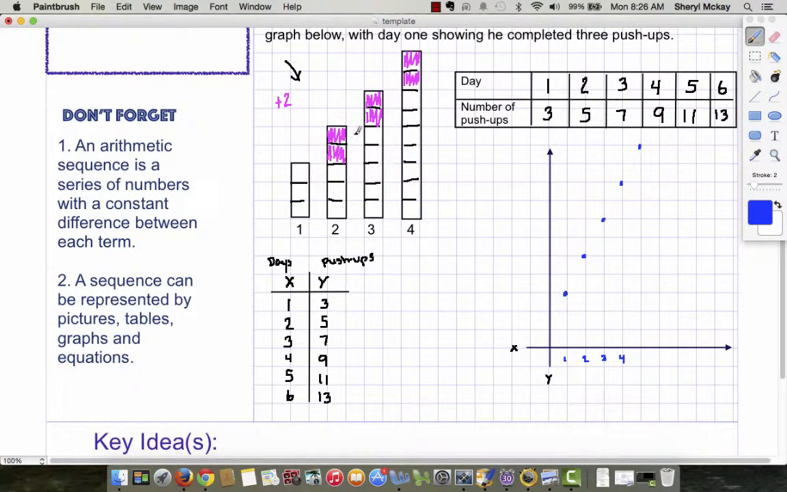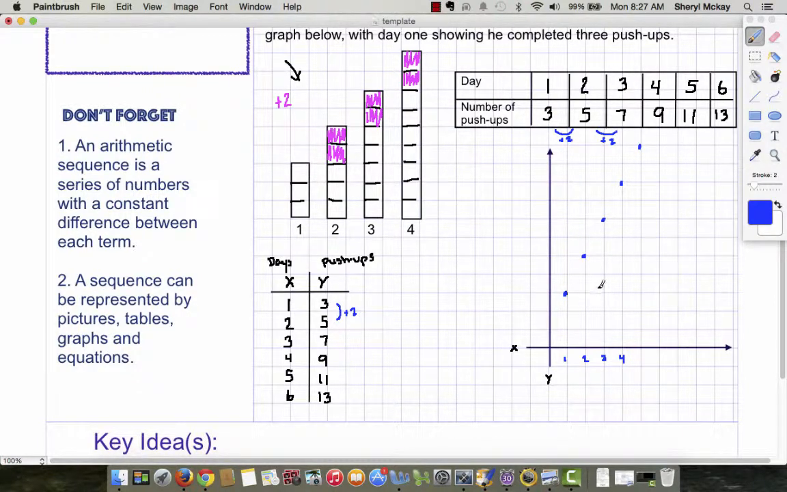So here on this one, you can see where we added 2. We can look at these numbers and see that we added 2 to get to the next one, right? And the same here, from here to here, we added 2. This one and this one are very similar. They're just one's horizontal and one's vertical.